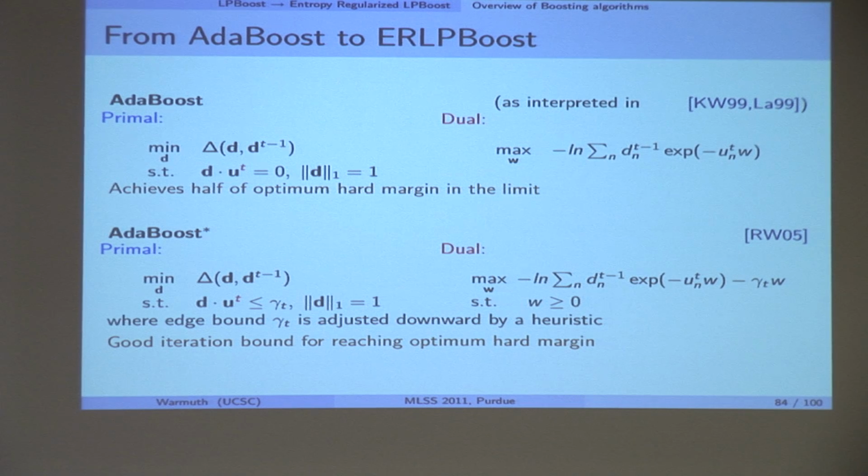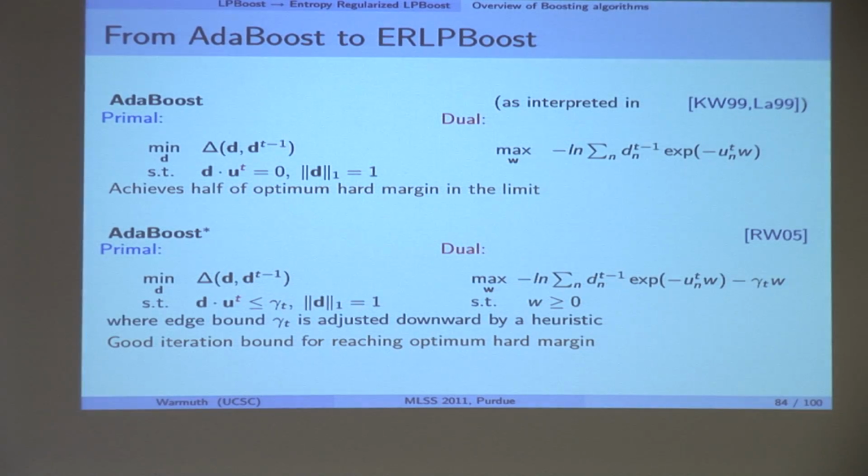And yes? So the cycling means slow convergence or no convergence? No convergence at all. You only have convergence to within half of the optimum hard margin. So you're in the separable case, and there's a paper by Schapire and Rudin where they show that it converges to only half of the optimum hard margin in the limit.